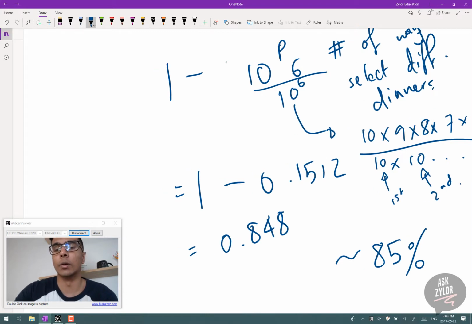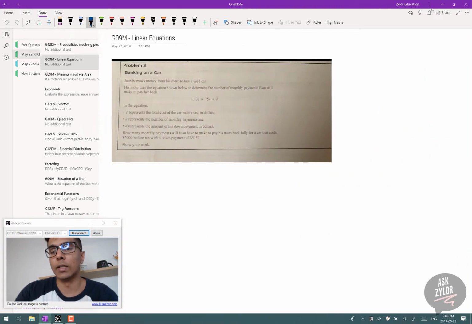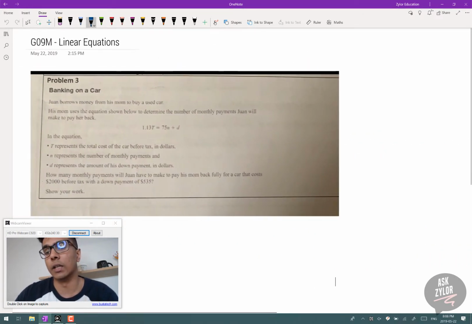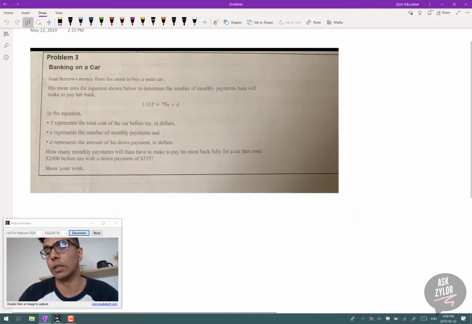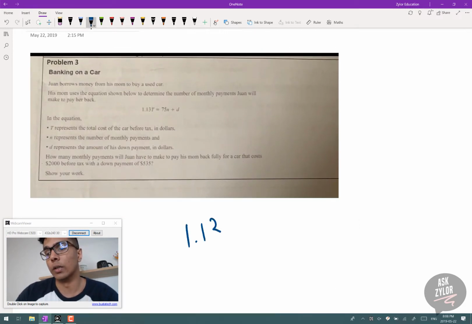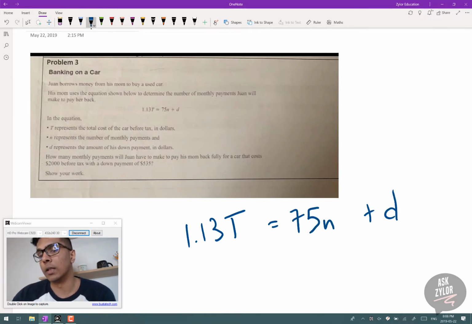Okay, so we'll go on to the next question. This is a grade 9 math linear equations question. So we're given an equation which is 1.13t is equal to 75n plus d. They've given us some context behind this equation. The t represents the total cost of the car before tax, n represents the number of monthly payments, and d represents the amount of his down payment.